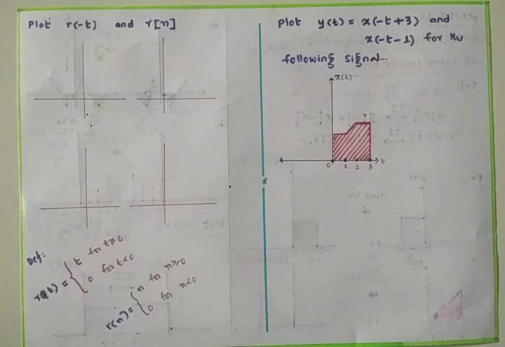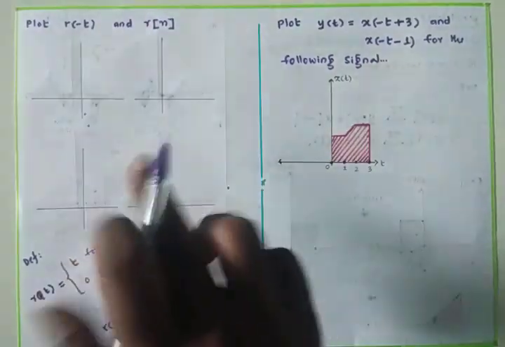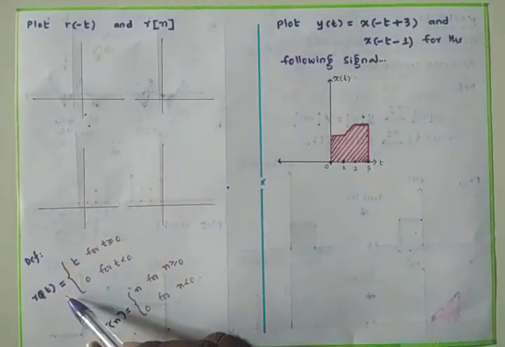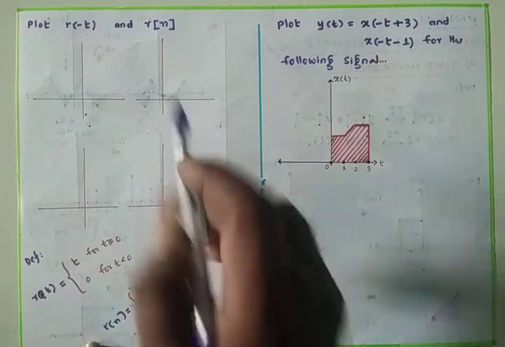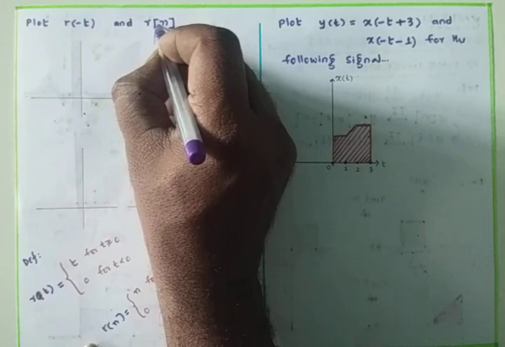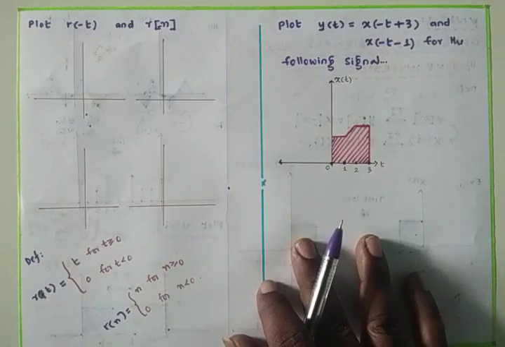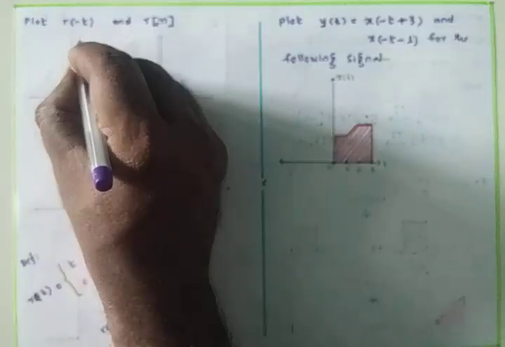I am going to draw that particular signal with the graphical representation. I am going with r of t now. To draw r of minus t, first of all we should draw r of t. After that we have to apply the time inversion operation. And to draw r of minus n, first you should draw r of n, and after that apply the time reversal operation on that r of n. First draw r of t to draw r of minus t.